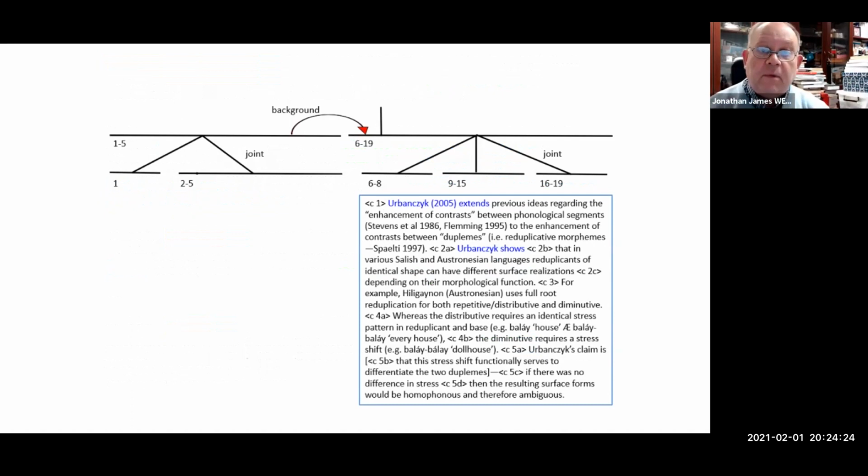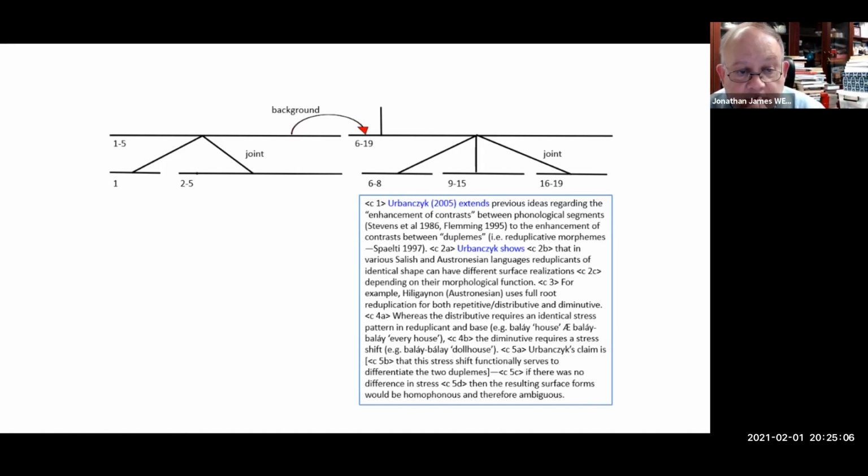All right, let me try to map this out. What I'm going to highlight are those clues. Now I said 1 through 5 was one span. I said it has a continuity. It's all about Urbanchik, right? Now I have two parts to it. Urbanchik extends previous ideas, and 2A, Urbanchik shows. So I'm going to split them up. They're symmetrical: Urbanchik this and Urbanchik that. It's quite symmetrical, joint. Two ideas that are being presented.